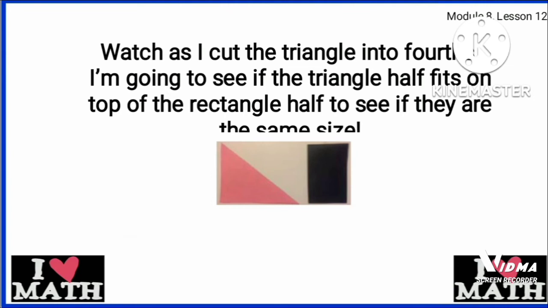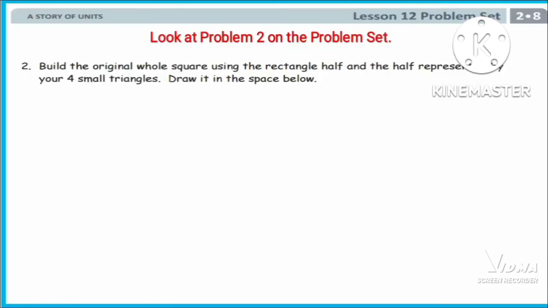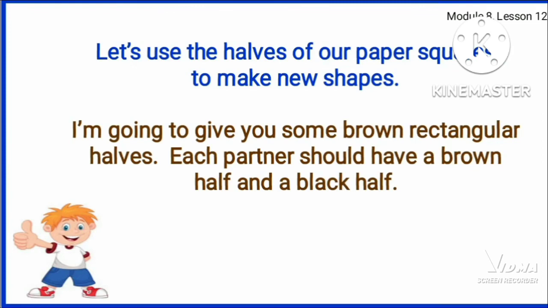See if the triangle half fits on top of the rectangle half to tell if they are the same or not. It's like what you do in problem 2 of the lesson 12 problem set. You build the original whole square using the rectangle half and the half represented by your 4 small triangles. Draw it in the space below. That's what you do for me.